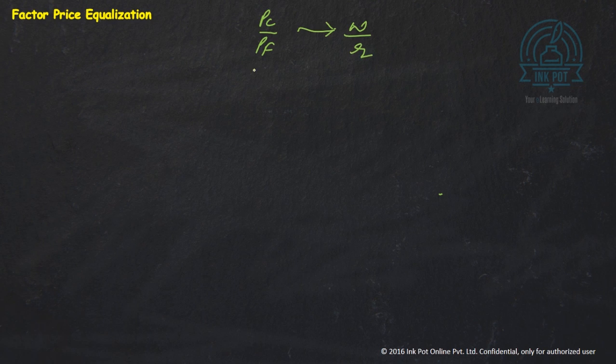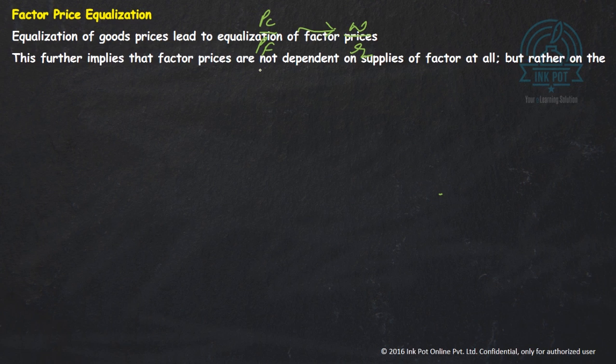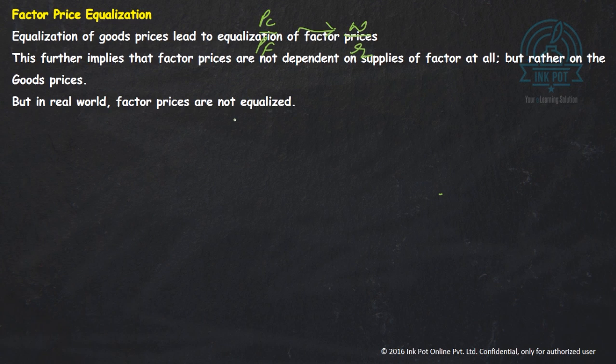So increased PC by PF for the home will mean increased W by R for home. Reduced PC by PF for foreign will mean reduced W by R for foreign, and will eventually lead to factor price equalization. So equalization of goods leads to equalization of factor prices. This further implies that factor prices are not dependent on labor demand, labor supply, but rather on the goods prices. But in the real world, factor prices are not equalized.